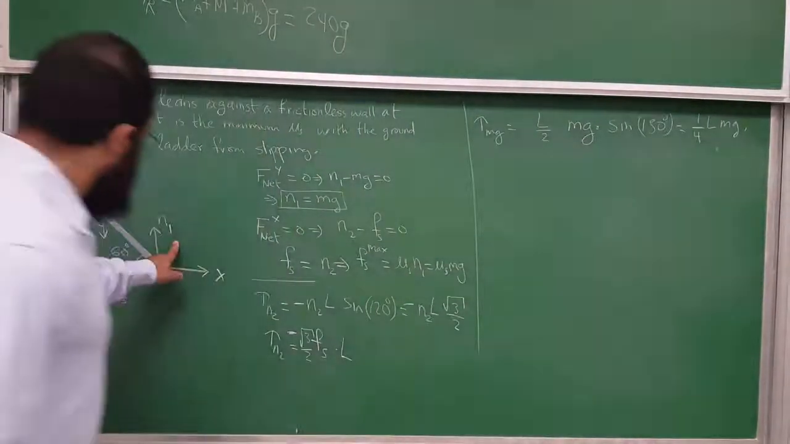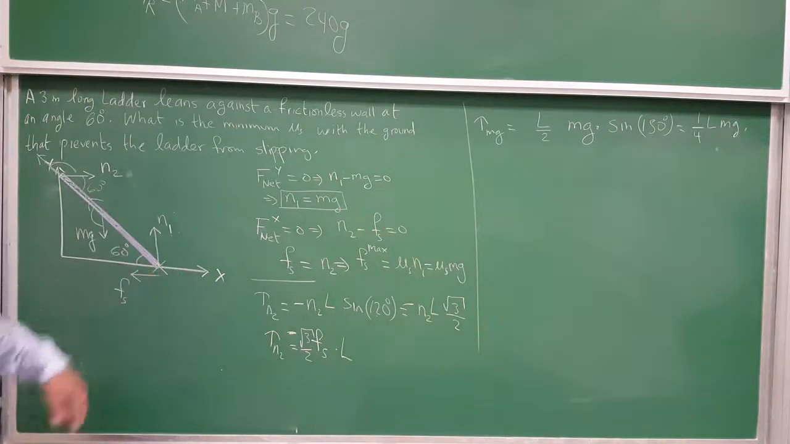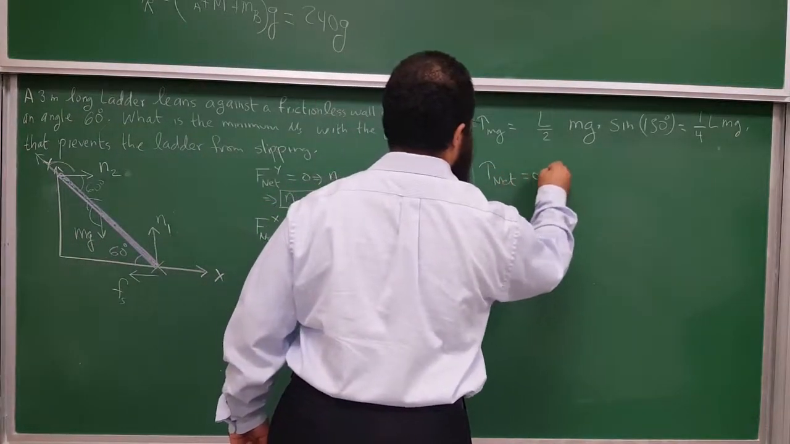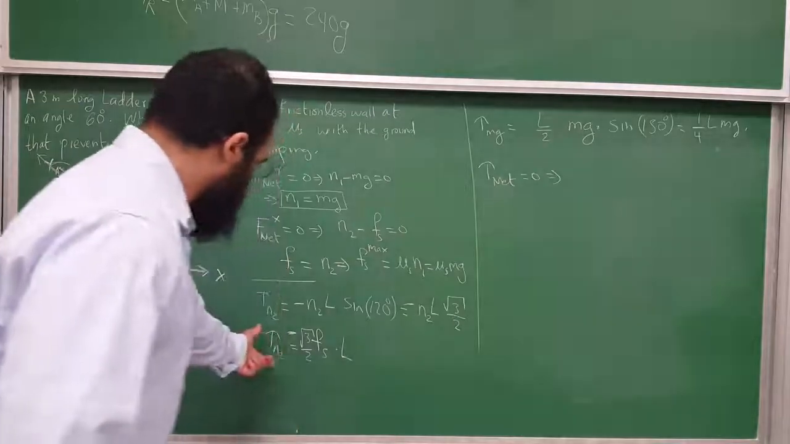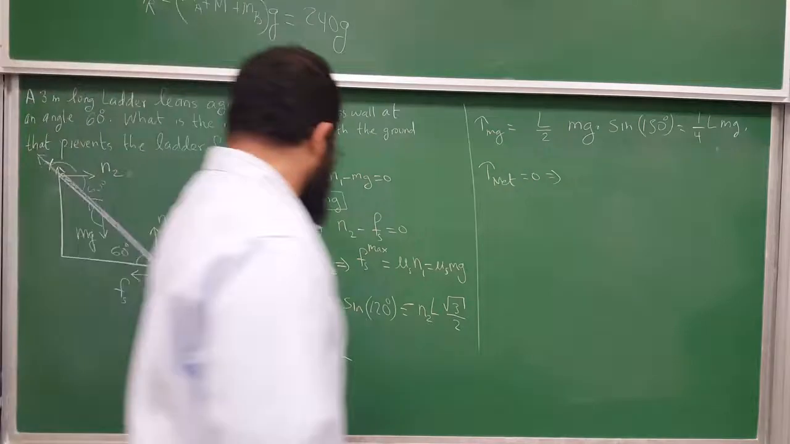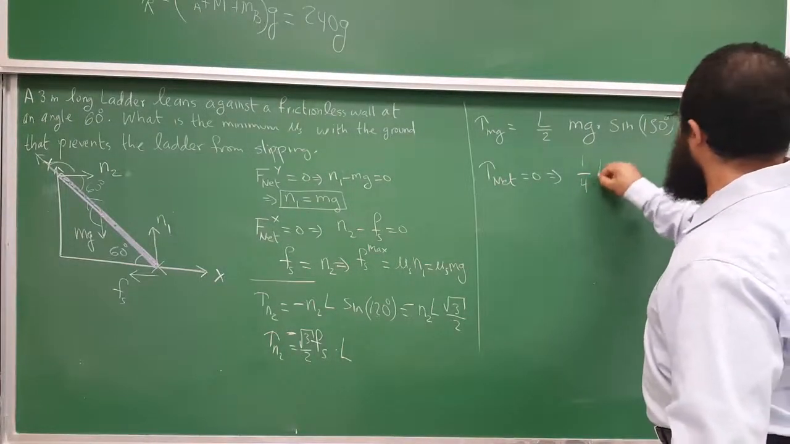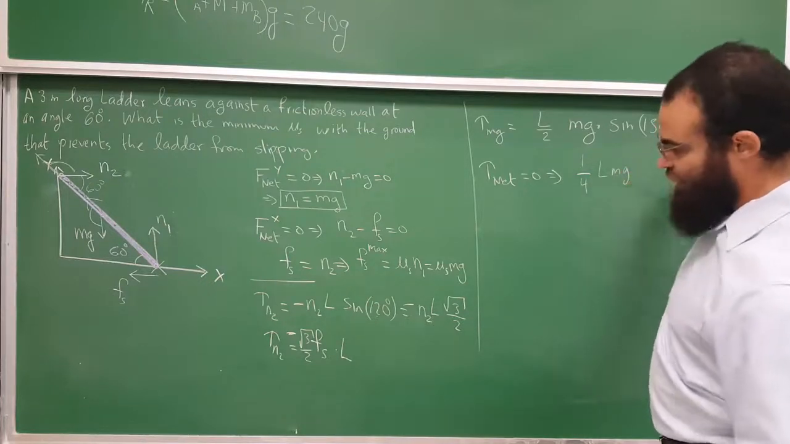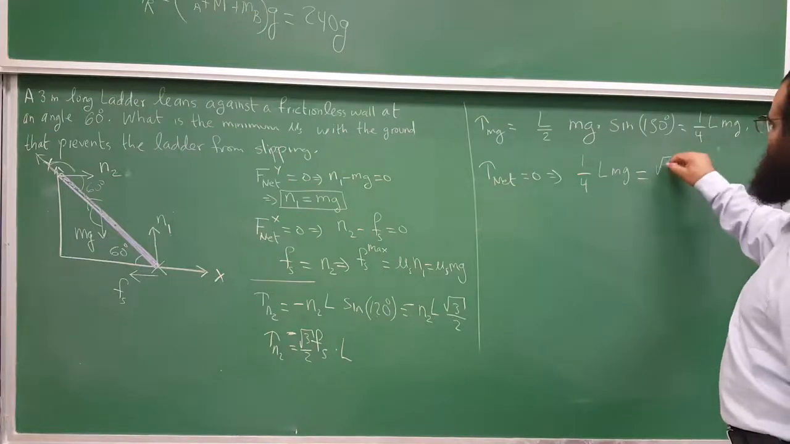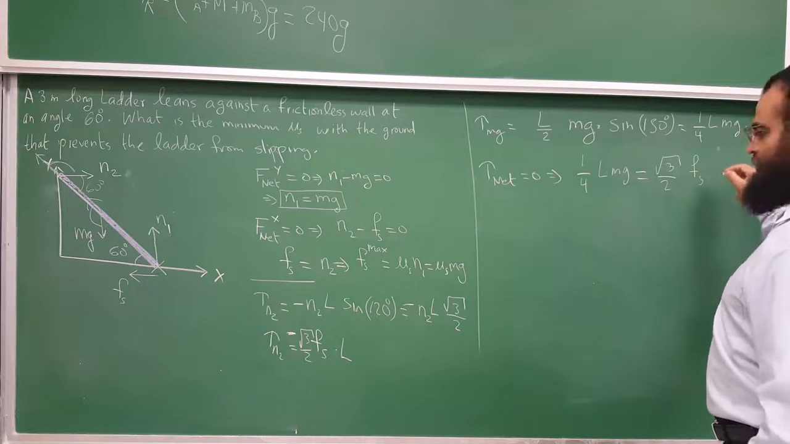And then the torque due to N1 will be 0, and the torque due to the force of static friction will be 0 because both of them are there. And so I say that the net torque equals 0, and therefore what? I have one torque contribution from this, and that's negative, and then one torque contribution from there, and that's positive. So set them equal to each other. So I have 1/4 L mg, in magnitude, equal to radical 3 over 2 times the force of static friction times L.